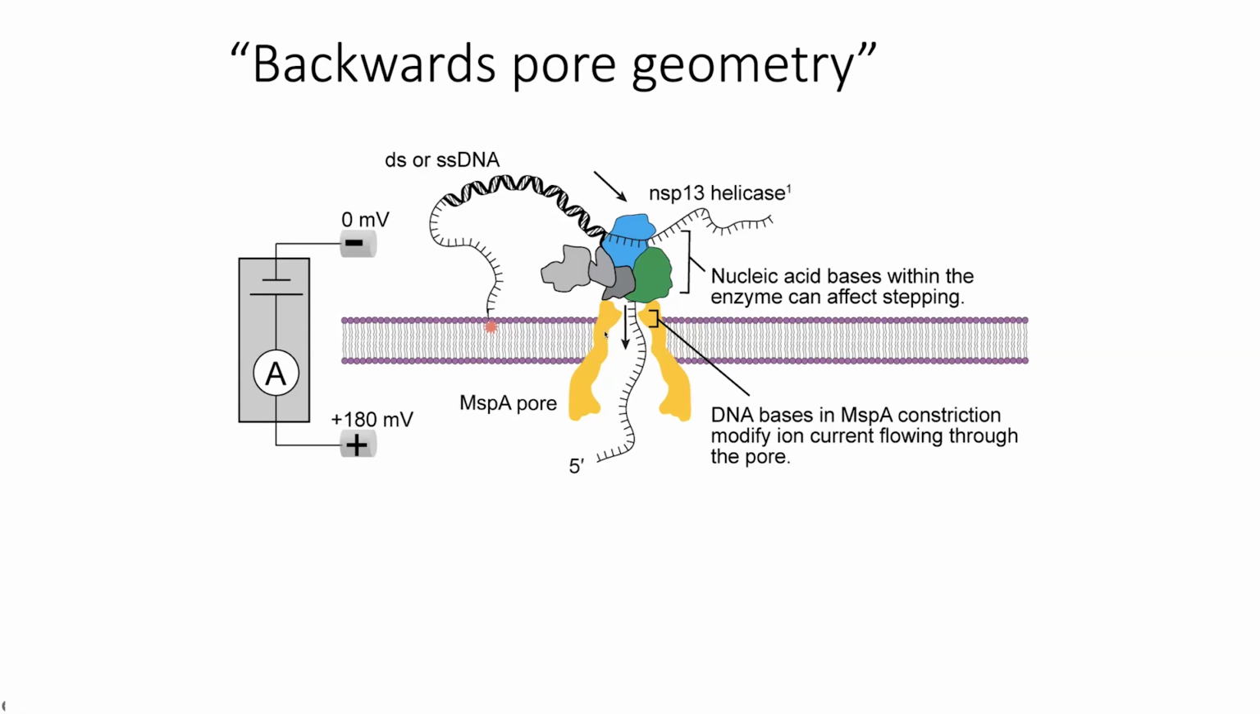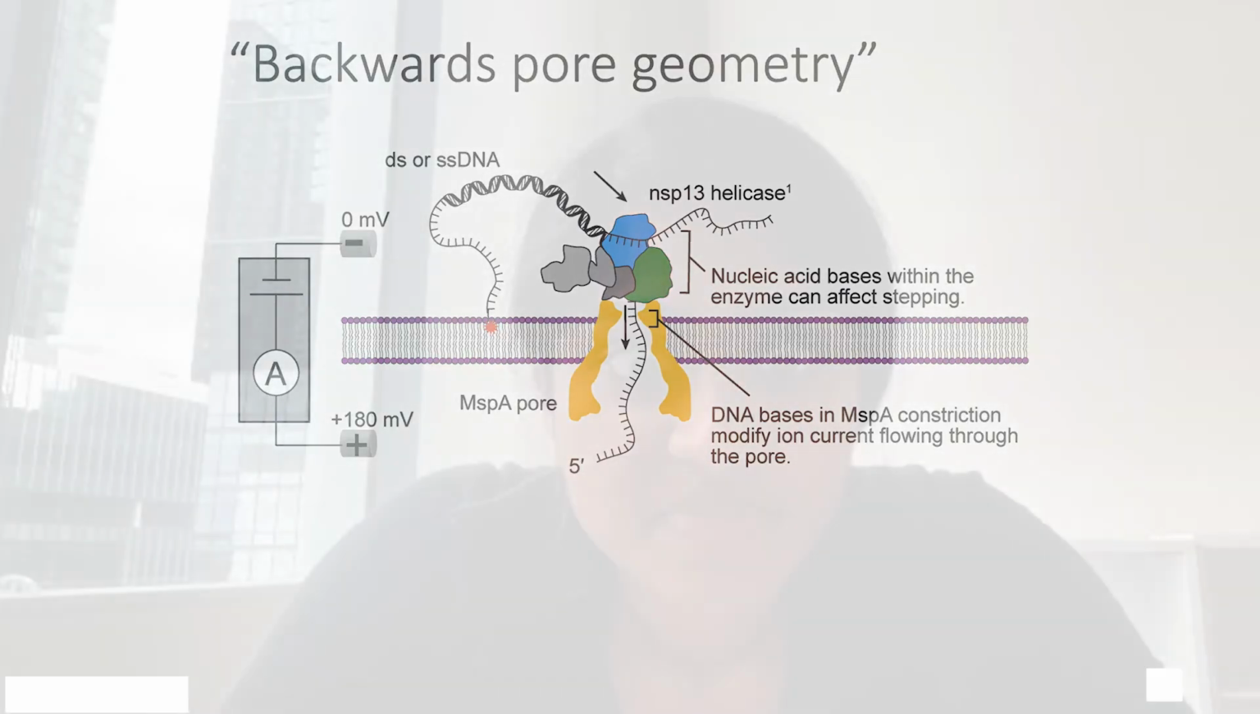We found that it was a lot easier to get data quickly with the backwards pore, and so we decided to go with that. The helicase, even though it's an RNA helicase, actually works equally well with DNA, and so we decided to do this experiment with DNA to really give ourselves the best chance of it working.